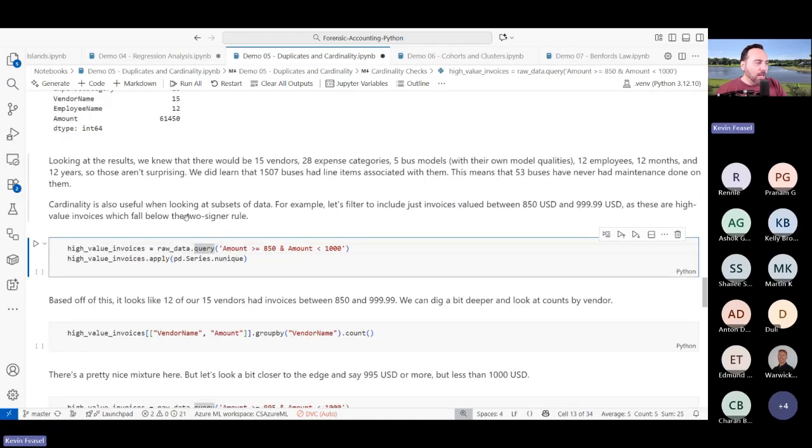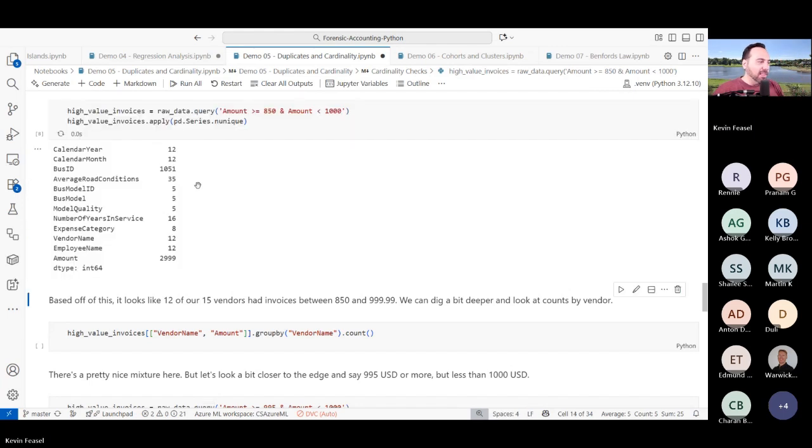And let's look at high value invoices. So let's suppose in our scenario, for our county we're looking at, our cutoff is $1,000. If you're above $1,000, you need 2 people to sign. If you are below $1,000, you only need 1 person to sign. So we're going to look at who is close to $1,000 without going over.